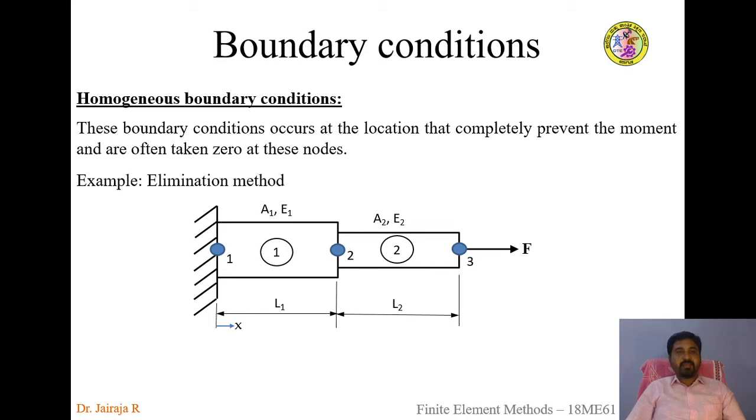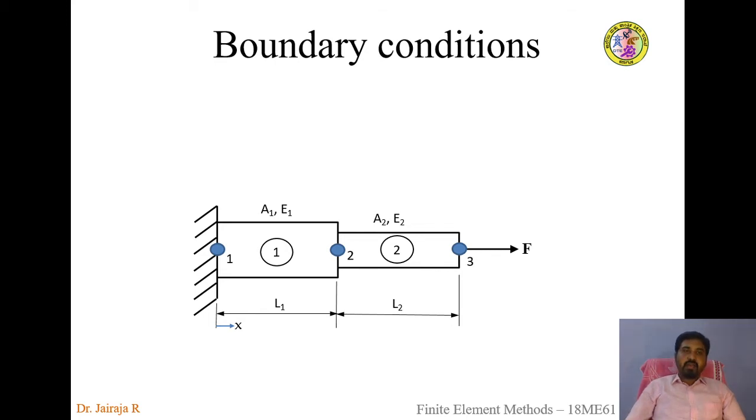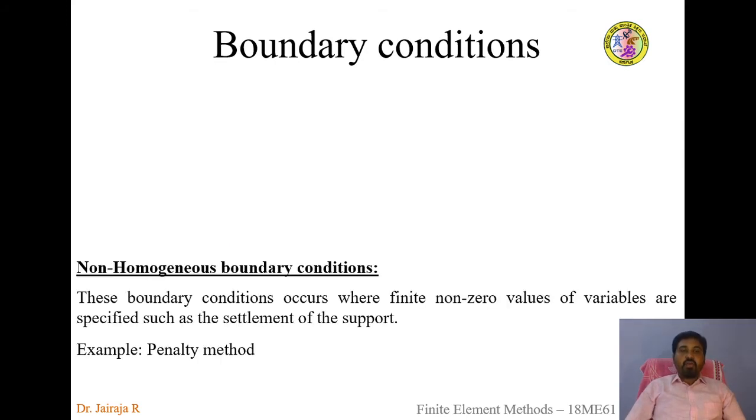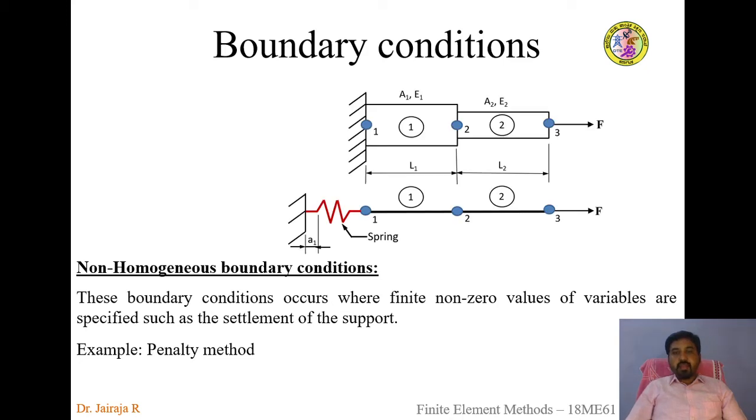Another type of boundary condition is called non-homogeneous boundary condition. These boundary conditions occur where finite non-zero values of variables are specified, such as settlement of a support. Example: penalty approach. In the penalty approach, a fixed support can be modeled using a spring element, and we need to assign the stiffness of the spring.